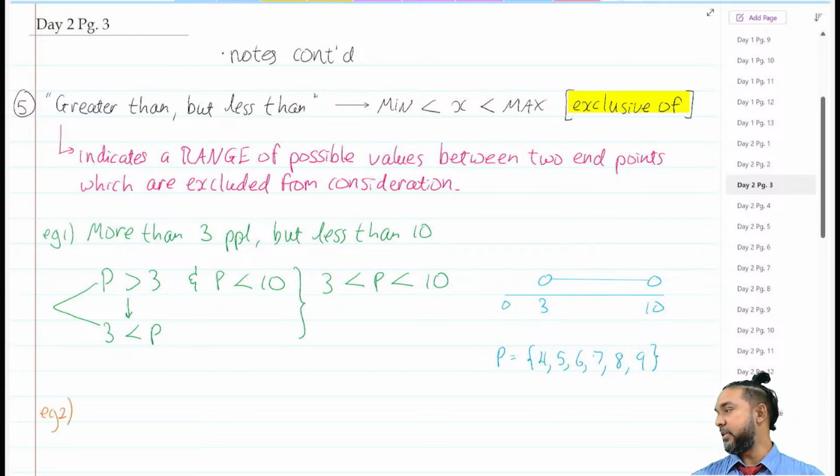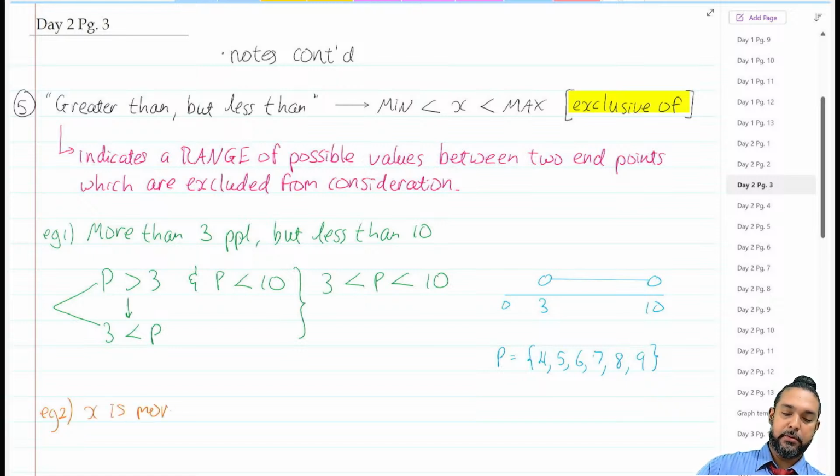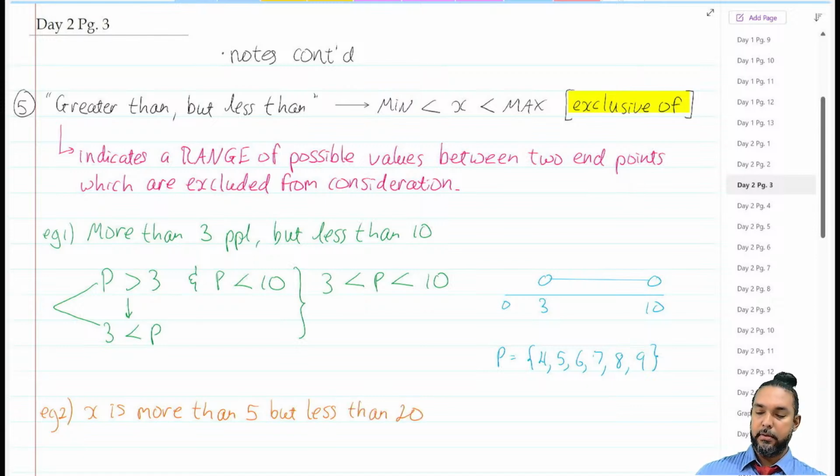All right, if you want a second example real quick. So X is more than 5, but less than 20. And how you would notate this? So more than 5, so X is more than 5, but less than 20.